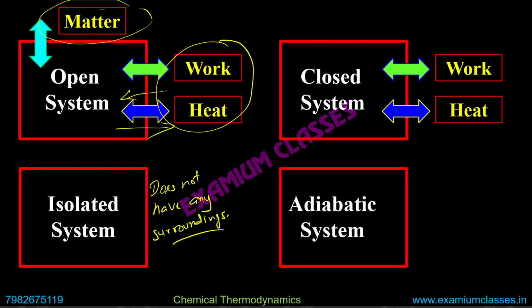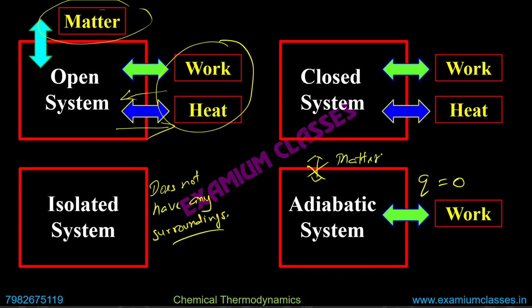Next one, the adiabatic system. This is a typical one. In this case, only work can be done. No matter can get transferred and no heat can get transferred. So that's why we say only work can be done on the system or by the system. Also, we can write Q is 0. Why? Because heat transferred will be 0. Heat cannot be transferred into the system or out of the system. Similarly, matter cannot get transferred.